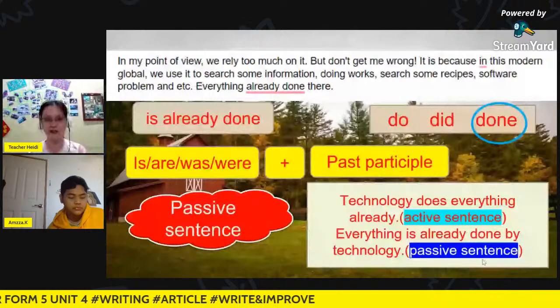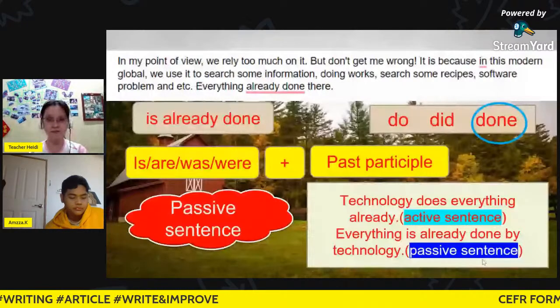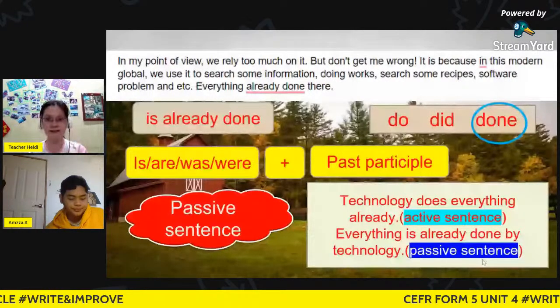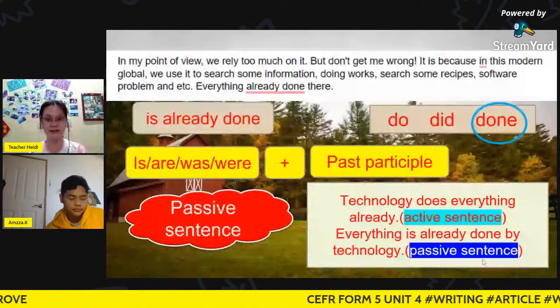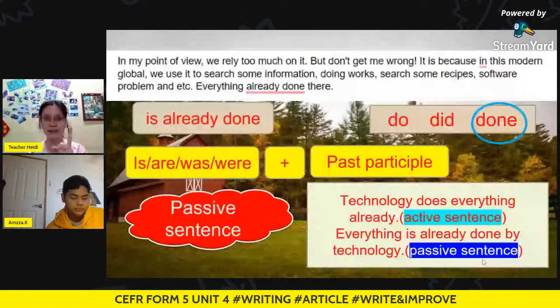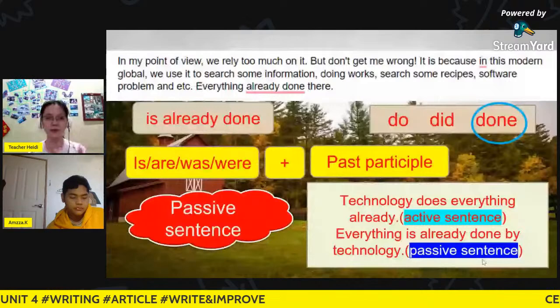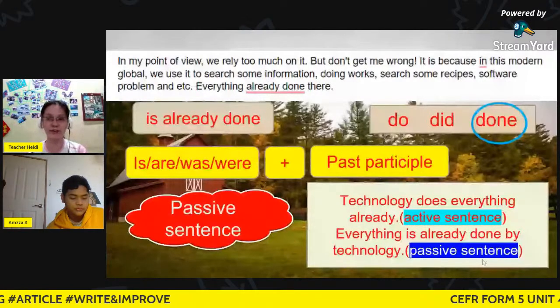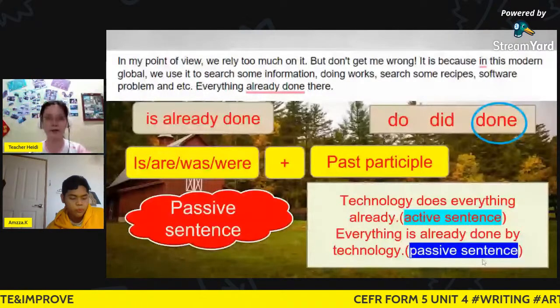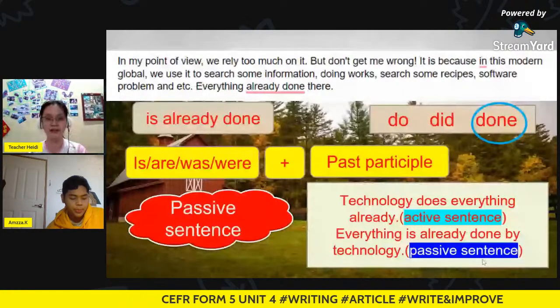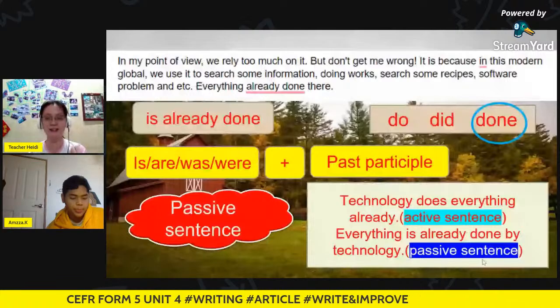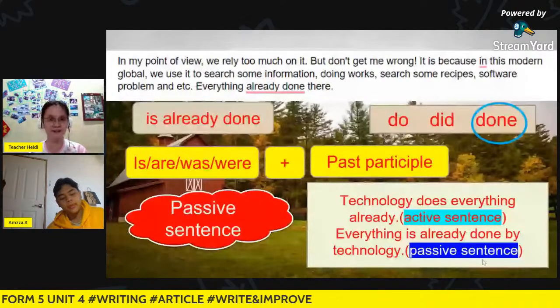Okay, so for this one, look at it. Technology does everything already. That is an active sentence. I'm trying to highlight the everything already done there. So actually, here you're trying to say technology does everything already. This is an active sentence. But if you say everything is already done by technology, then that is a passive sentence.